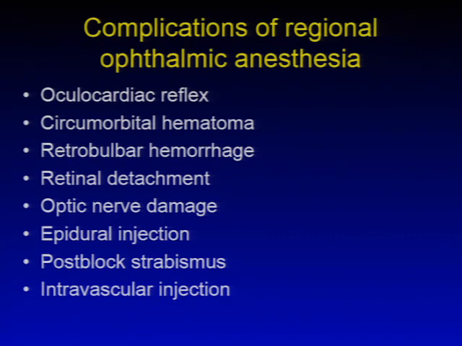Next is optic nerve damage. This is more likely with the retrobulbar block than with the peribulbar block, and this can also cause blindness. Next is epidural injection. This can occur if the local anesthetic is deposited within the optic nerve sheath. The volume can compress the optic nerve and cause blindness. The local anesthetic can also spread towards the optic chiasm and cause contralateral blindness by blocking the contralateral optic nerve.